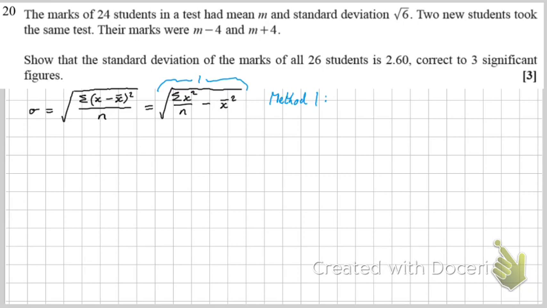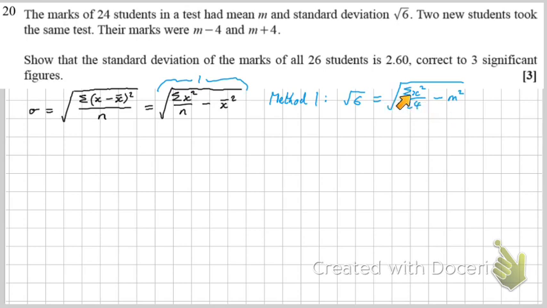Well, let's first write down what we know. We know that the standard deviation is root 6, and using what we know about the various variables, we know that n is 24 because it's 24 students, and the mean, we're told, was m. So x bar is m. So we have this odd-looking formula.